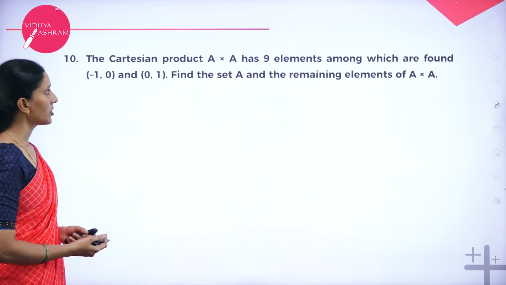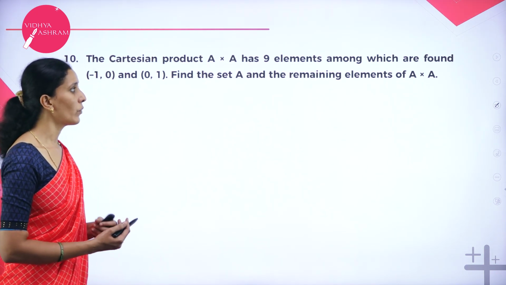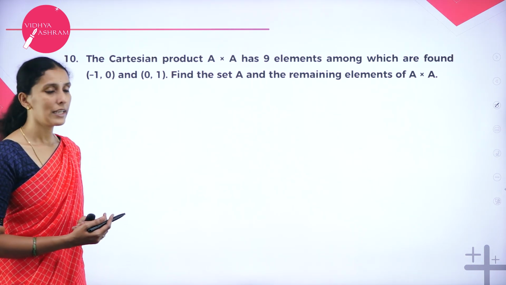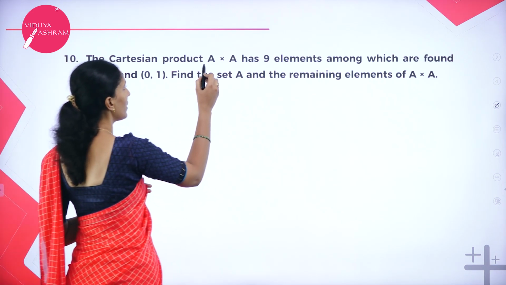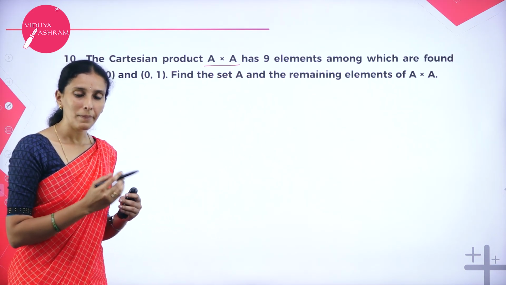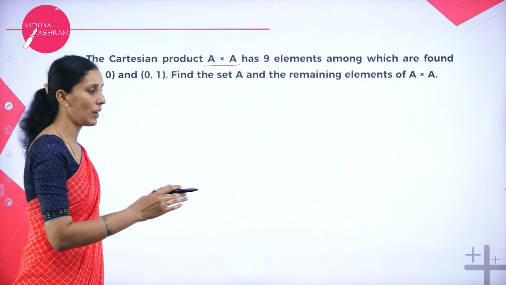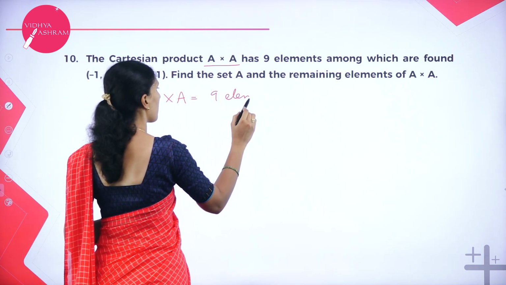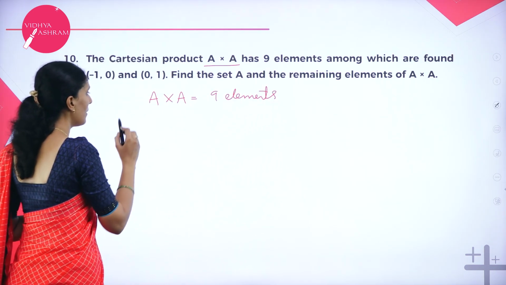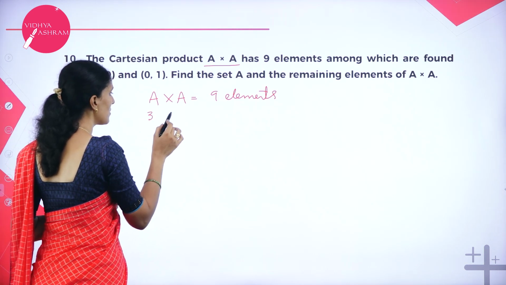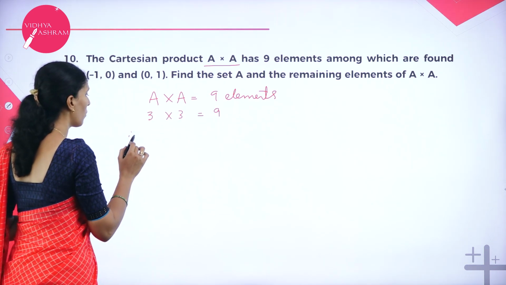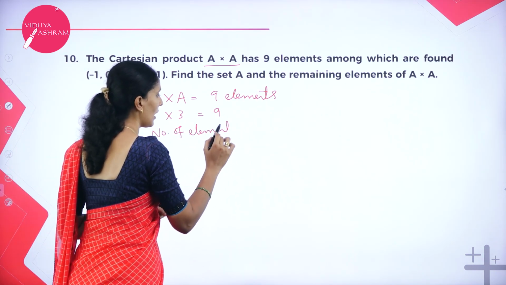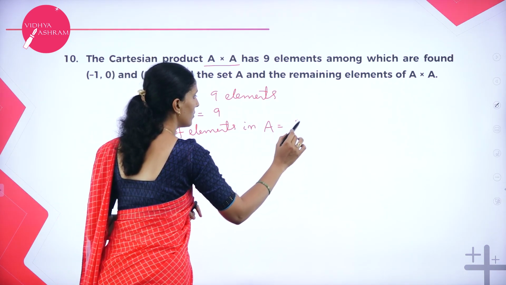Next we have: the Cartesian product A cross A has 9 elements, among which are found (-1, 0), (0, 1). Find the set A and the remaining elements of A cross A. So here we are multiplying the same set. When you are multiplying the same set, that means they have the same number of elements. What is given? A cross A has 9 elements. That means A contains 3 elements, since 3 times 3 is equal to 9. So the number of elements in A is 3.